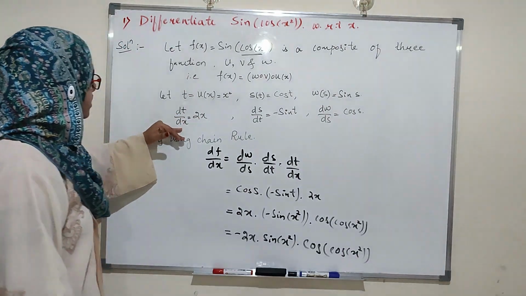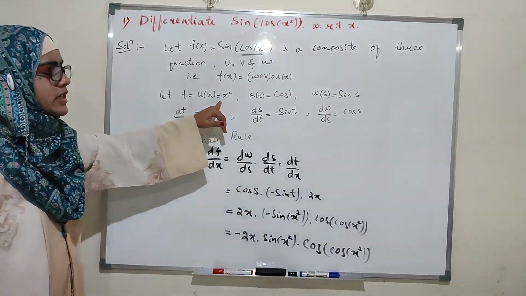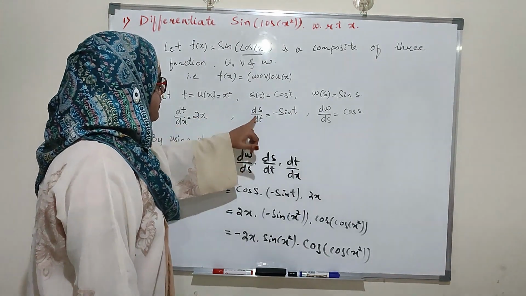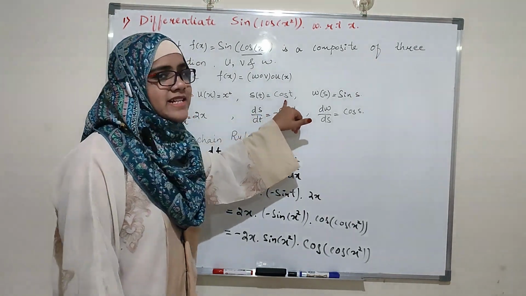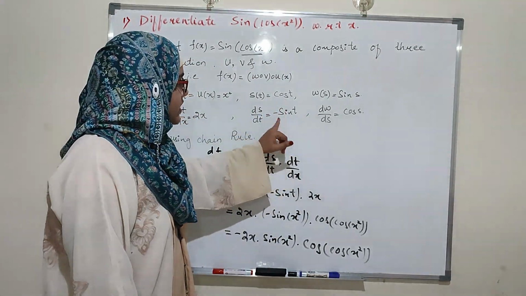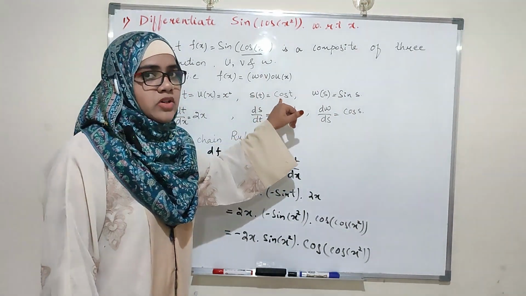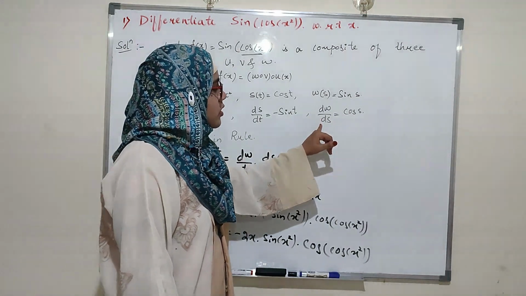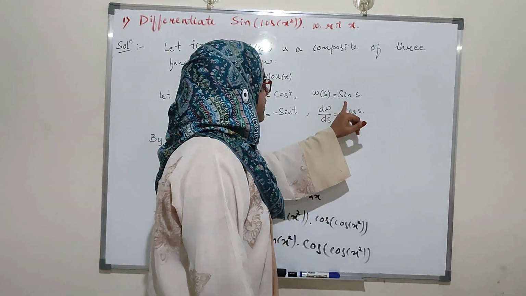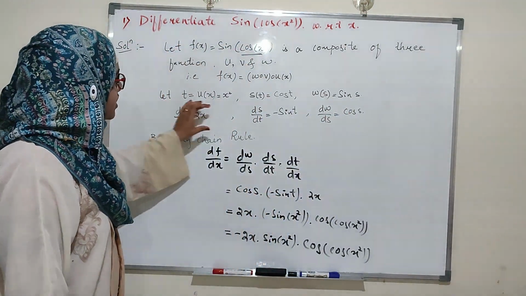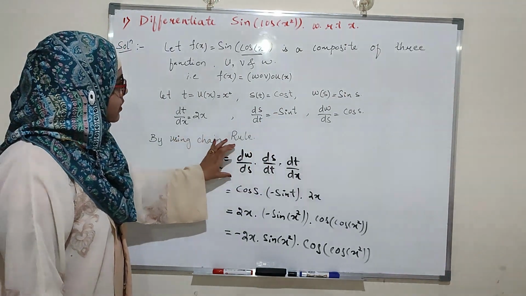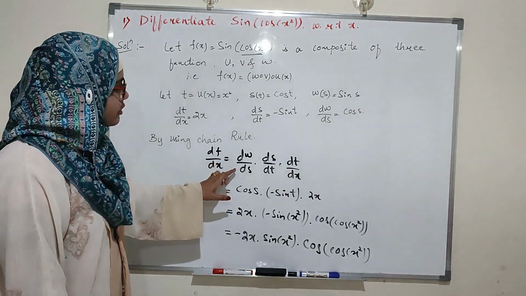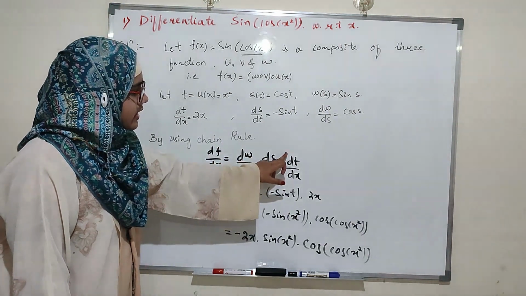Now we differentiate t with respect to x because t is in terms of x, and we differentiate s with respect to t because s is a function of t. We differentiate w with respect to s because w is a function of s. After differentiating, we substitute all the values in df by dx. df by dx is dw by ds, ds by dt, and dt by dx.